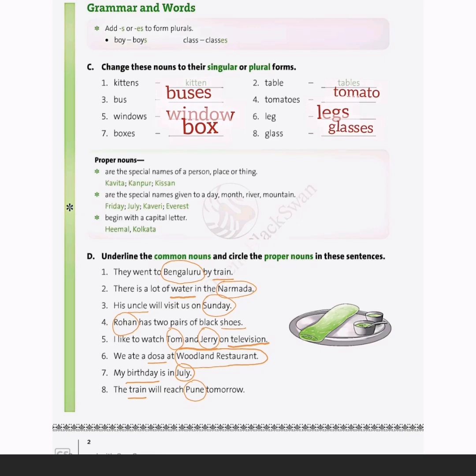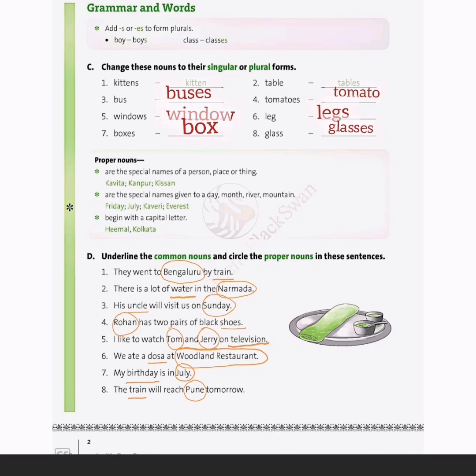Sixth is, we ate a dosa at Woodland restaurant. Now dosa is a common name of a food. You can eat dosa in any restaurant, so it is a very common thing. So we will underline it because it is a common noun. Next, Woodland restaurant is a special name of a restaurant, so we will circle it because it is a proper noun. See, they are starting with a capital letter.